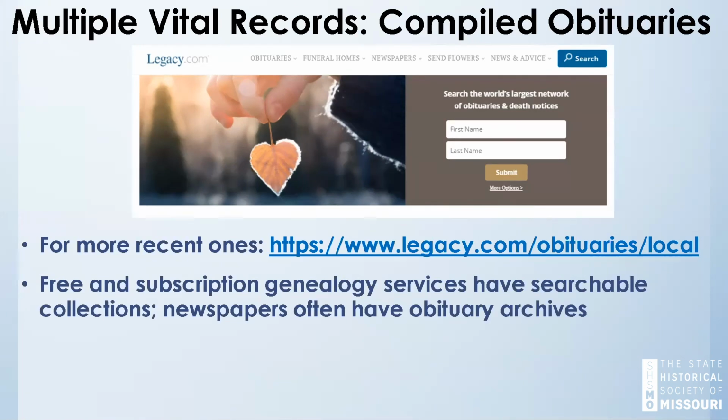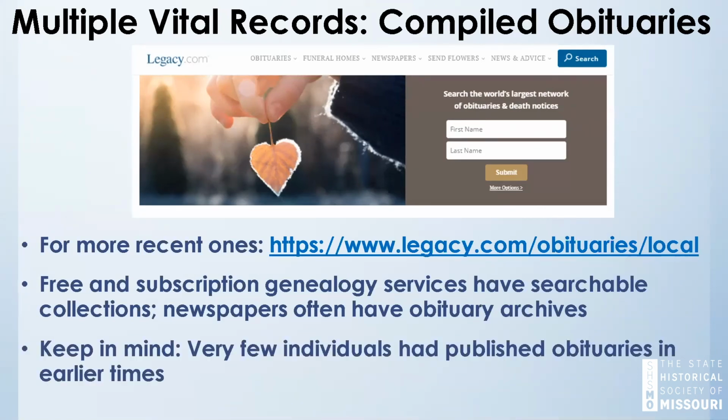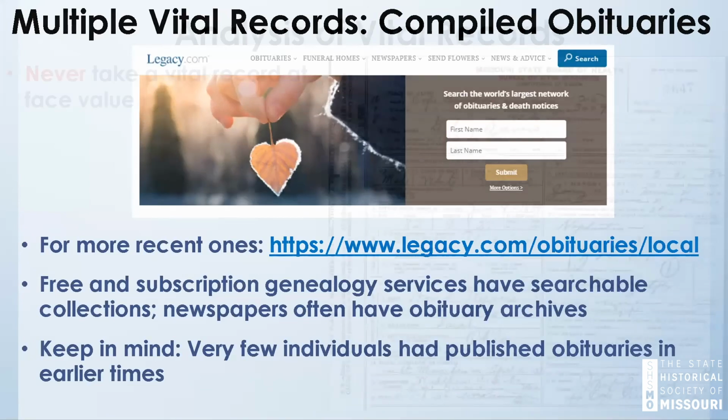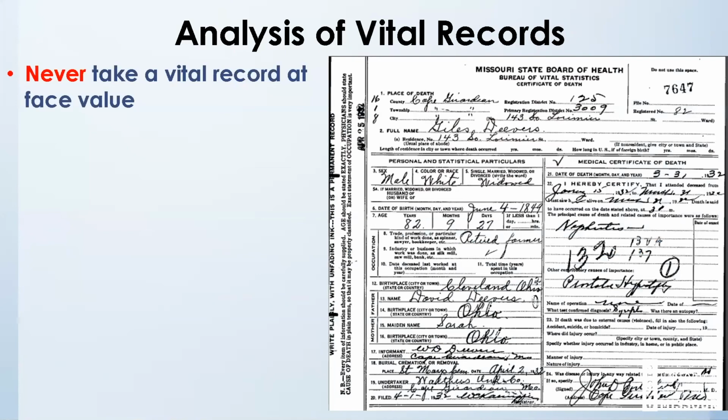So free and subscription services have searchable collections of obits. Newspapers oftentimes have obituary archives. All right. As I mentioned, you should always look critically at any of these records. Never take them at face value. Always think about where this information came from, how likely is it to be accurate, and how does it match up with other records that I've seen.